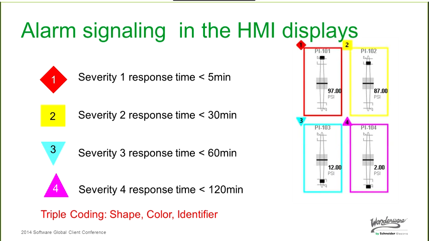Alarming is also a big part of the situational awareness. We have now moved from having 999 priorities down to having 4 severities. Every situational awareness symbol that we have in our library has an alarm border. This alarm border has triple coding. You have a specific color for the severity, you also have a unique shape for the severity, and also an identifier.